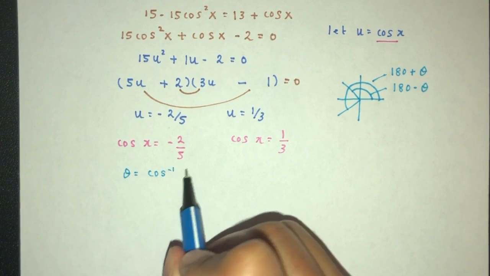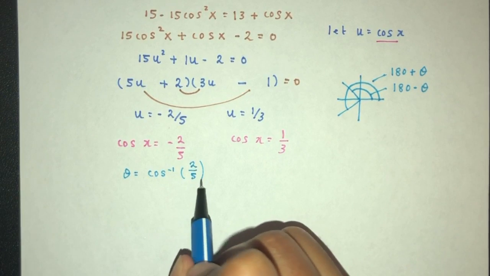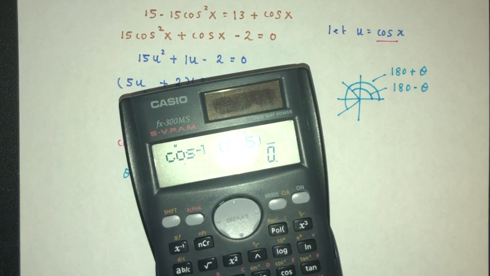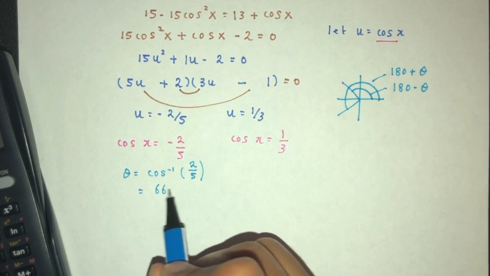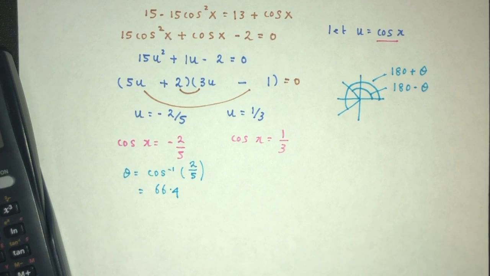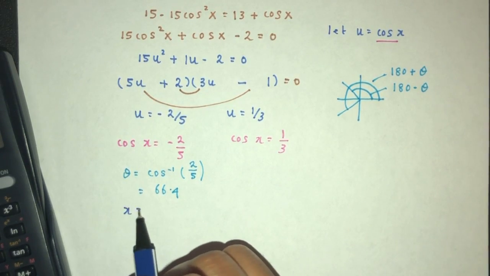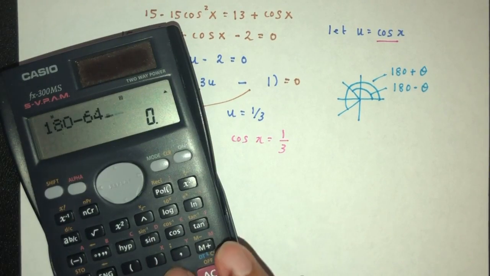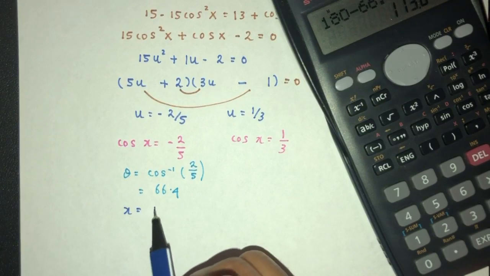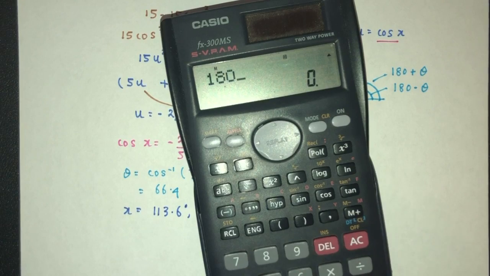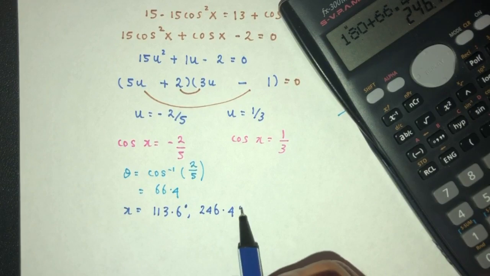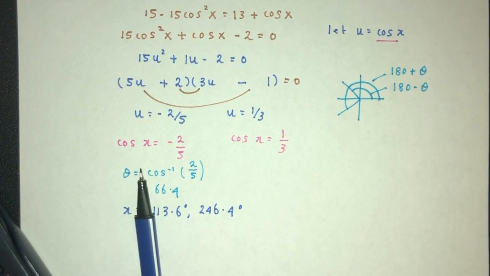For example, theta is equal to what? Cos inverse of the positive value of this. Okay, it is not the value of x, right? 2 divided by 5 should be 66.4. Now x will be given according to the quadrants. X is 180 minus theta, so 180 minus 66.4, that should be 113.6, or should be 180 plus theta. That will be 246.4.